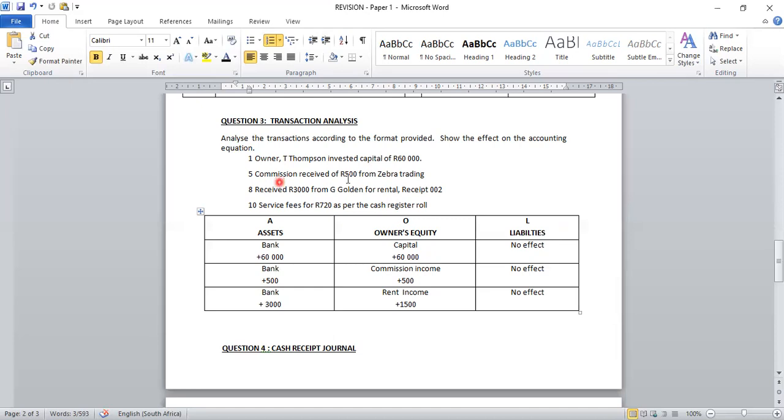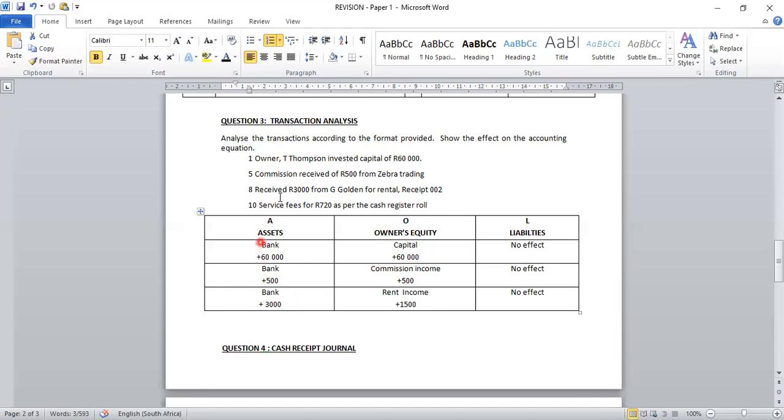Second transaction, commission received of 500 Rand from Zebra Trading. So this transaction will also affect our bank, and our assets will increase by 500, and owner's equity will also increase by 500, which is commission income. So learners, you will remember that drawings and expenses reduce the owner's worth in the business, and more capital and income will increase the owner's worth. Hence, commission income will increase owner's equity by 500. For liabilities, there will be no effect.